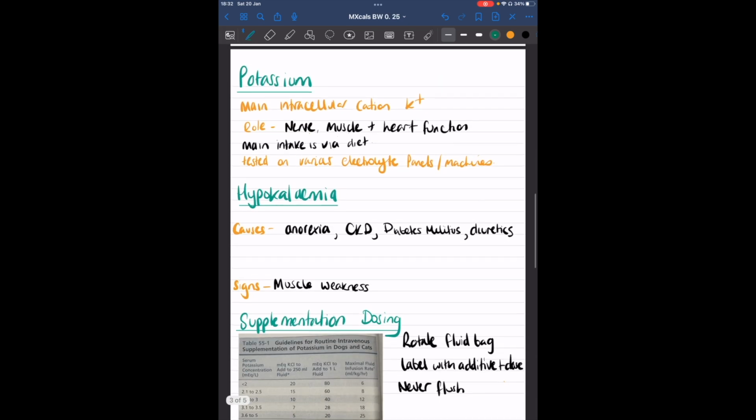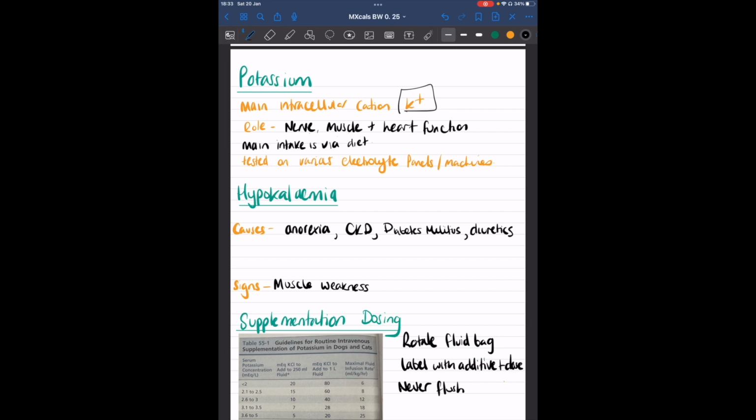So first of all, a little bit about potassium. Potassium is an intracellular cation. It is found in abundance within cells. It likes to be in the cells, and it is positively charged. Hence, it is a cation here, and this is its symbol. It's a K plus. And when we talk about potassium being high in the blood, we call it hyperkalemia.